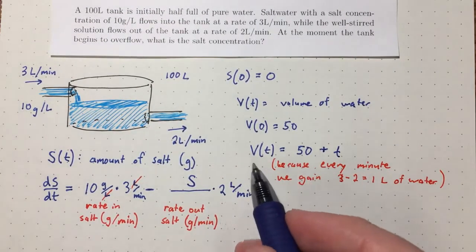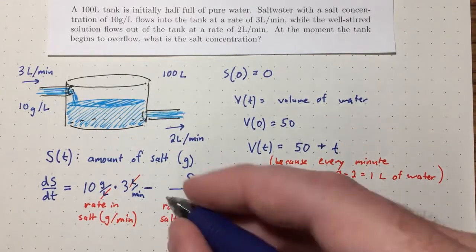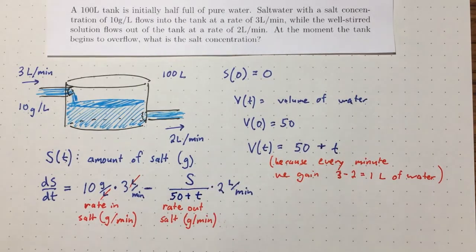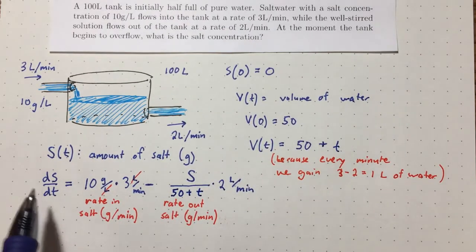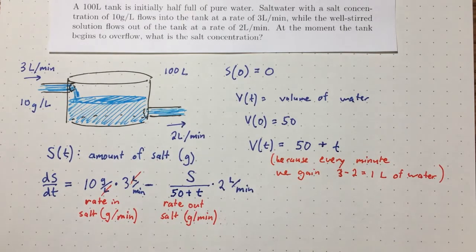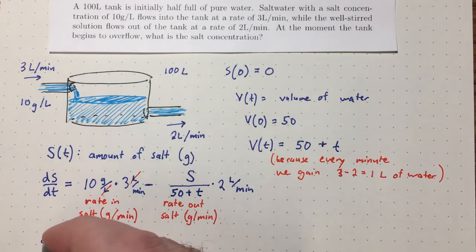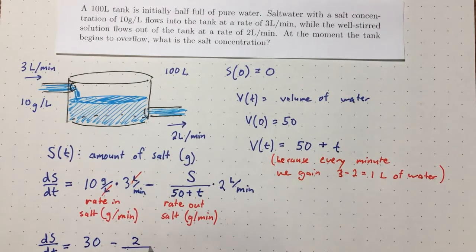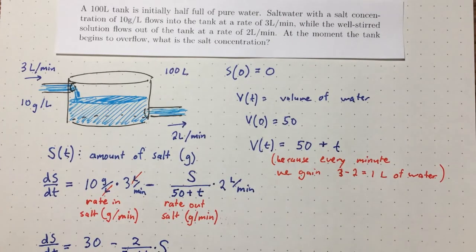So my volume is actually a function of time. That's the amount of water in the tank at any time. And so notice that I get a differential equation where I have both S and t appearing on the right side. So that's pretty interesting. Let's write this in a nicer form. So 10 times 3 is 30, and we have minus 2 over 50 plus t times S. So that is our differential equation.